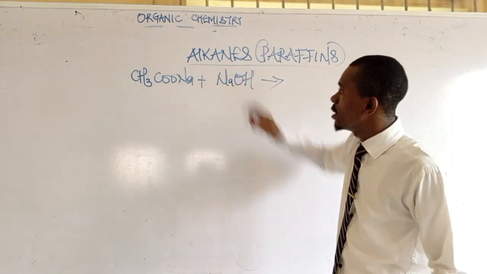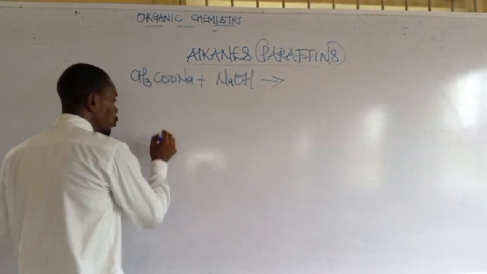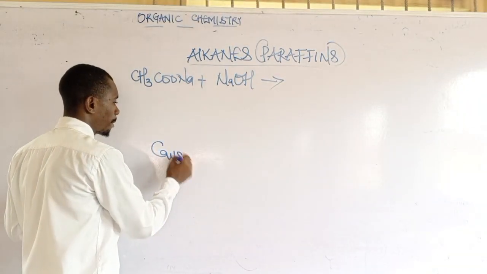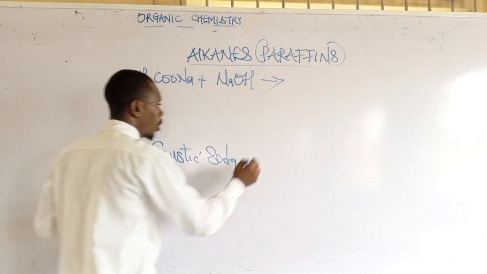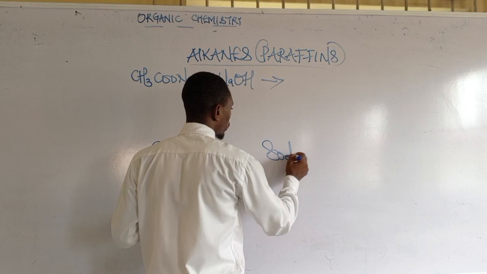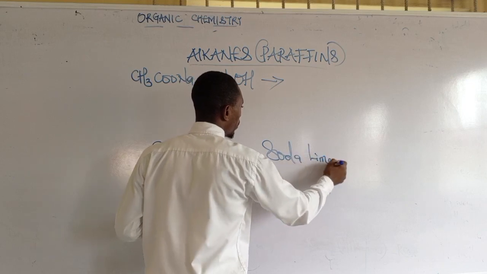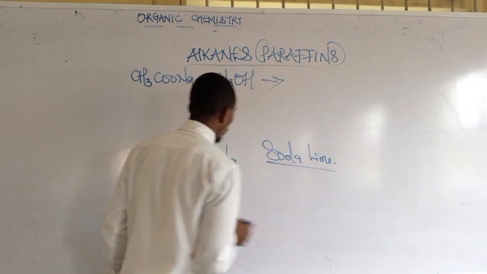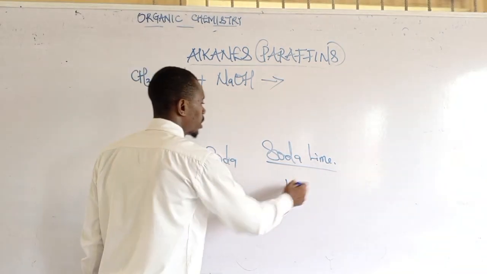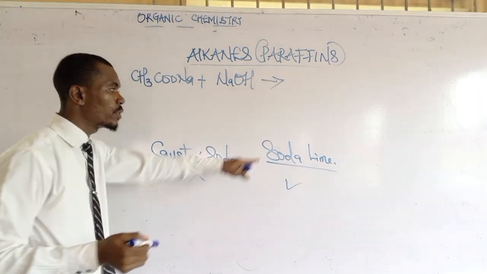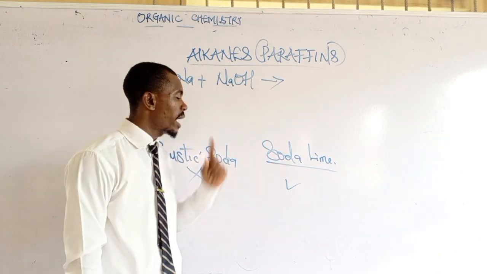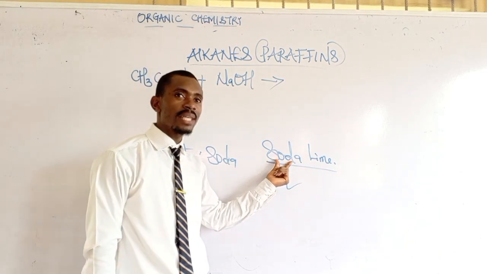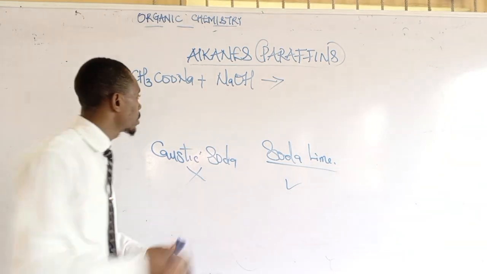So this alkali now, usually there are two things it could use: caustic soda or soda lime. But we usually use this, not this. Okay? This, not this. Why do we use this? Because this is not deliquescent. And two, it does not wet glass. That's the reason why we use it.